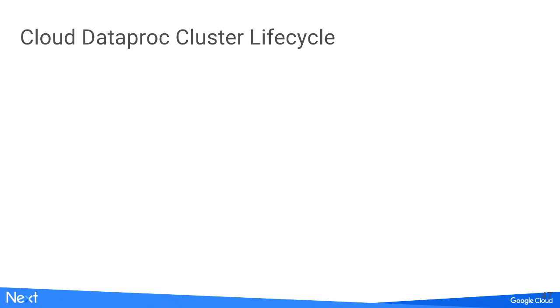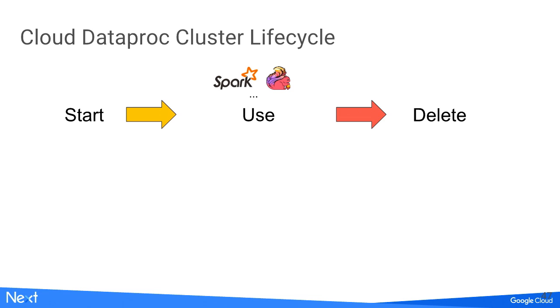So what does the Cloud Dataproc cluster lifecycle look like? Well, when you need to, you start one cluster, you then use it, and you run Spark, Hadoop, Hive, any of these Apache open source ecosystem tools. And then when you're done, you shut it down. You delete the cluster, so it doesn't use your time.